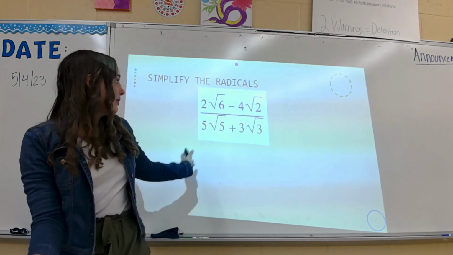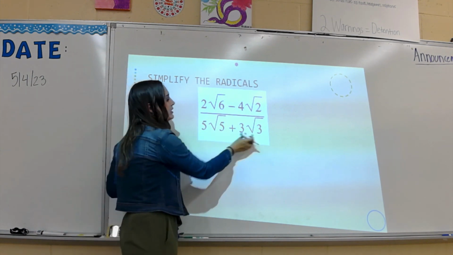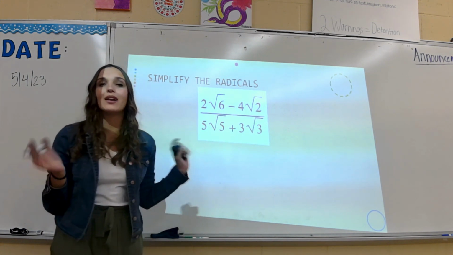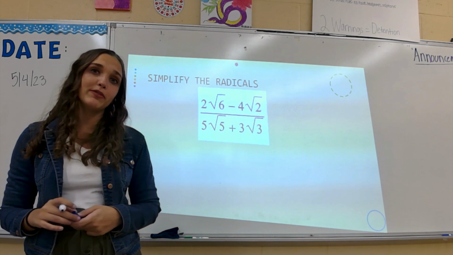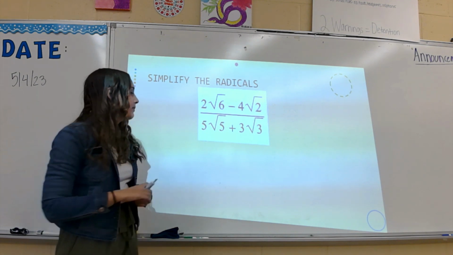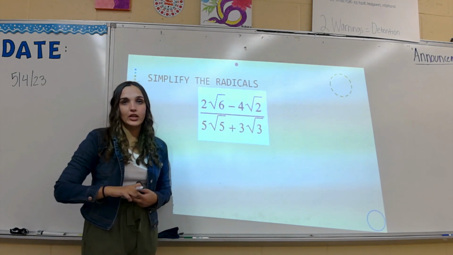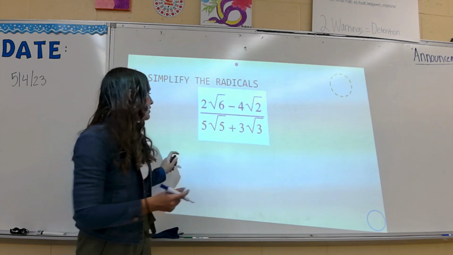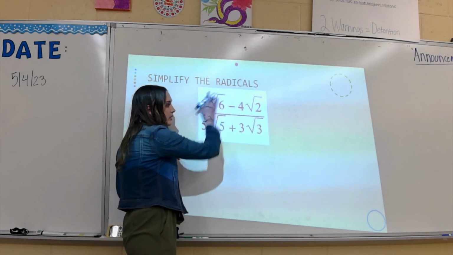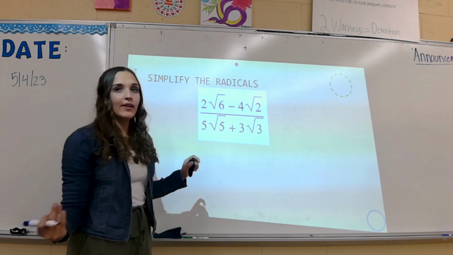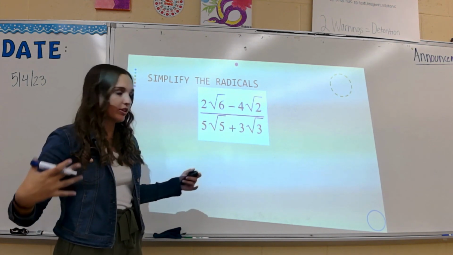Now we have this problem, and for this problem, we're seeing 2 radicals in the denominator. And like I said before, we're not allowed to have radicals in the denominator for it to be fully simplified. So what I'm going to use is the term called a conjugate. And the conjugate is a way for us to simplify these without having to do a whole string of work.